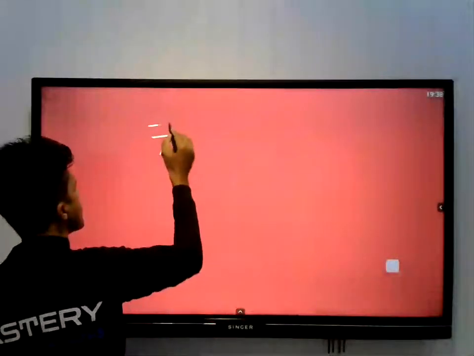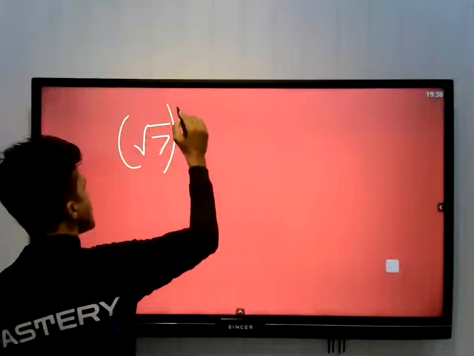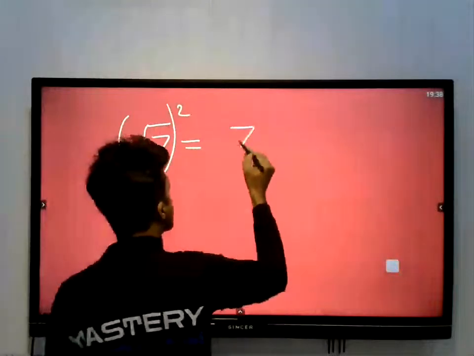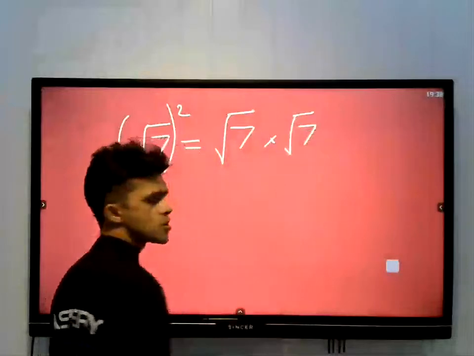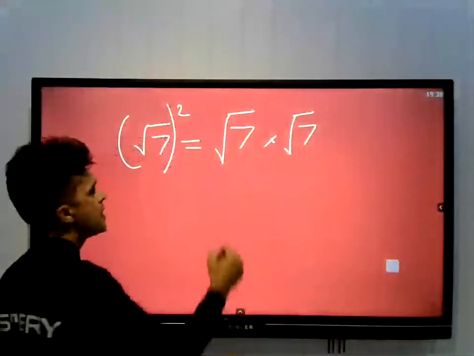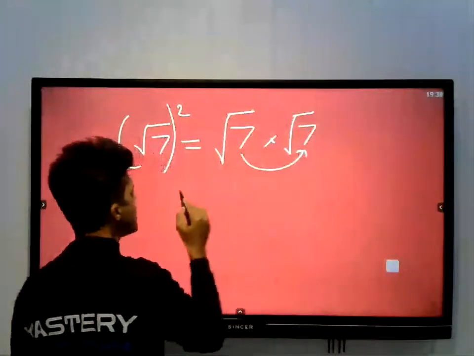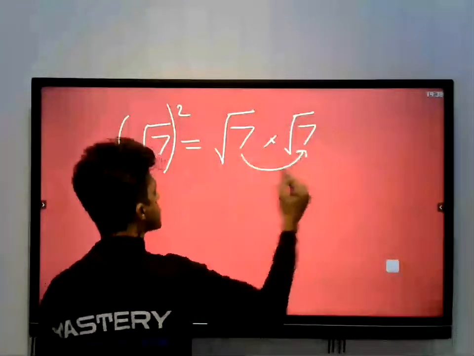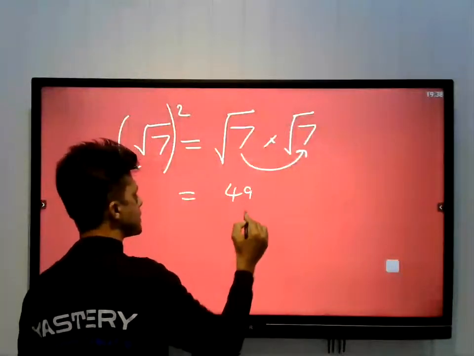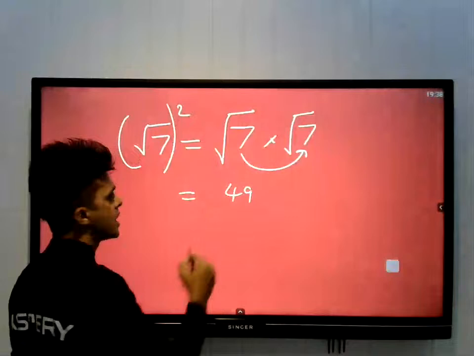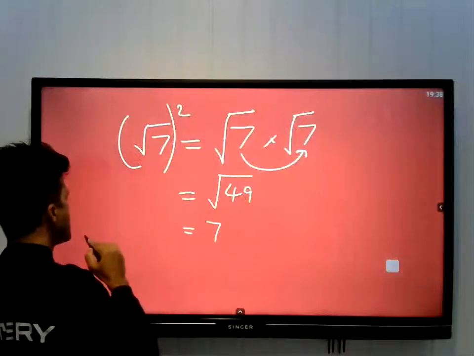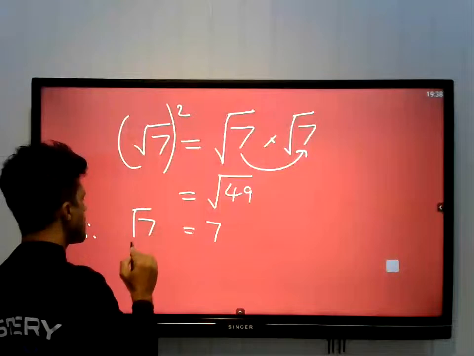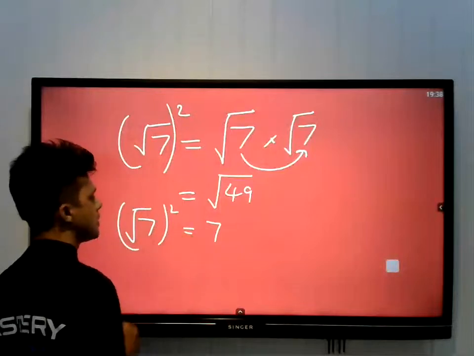Think of this one, again: root 7 squared. Root 7 squared means root 7 into root 7. This means 7 into 7 is 49, so root 49 is 7. Therefore, root 7 squared equals 7.